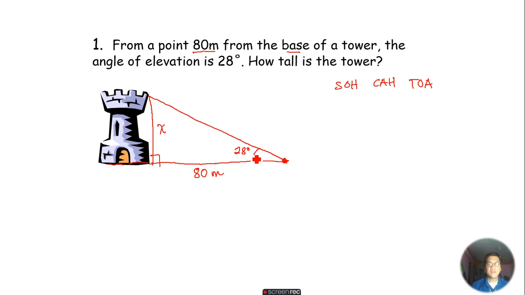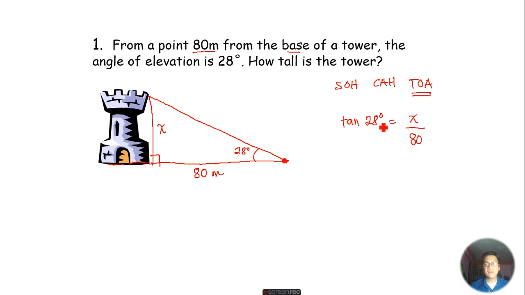So let's look at this. I have this angle, I have the opposite, which is the unknown, and also I have the adjacent. If I have the opposite and the adjacent, and the angle, I'm going to use the tangent. So we are now going to express this in terms of our equation. Tangent 28 degrees is equal to, so TOA, x over 80. So that's 80 meters.